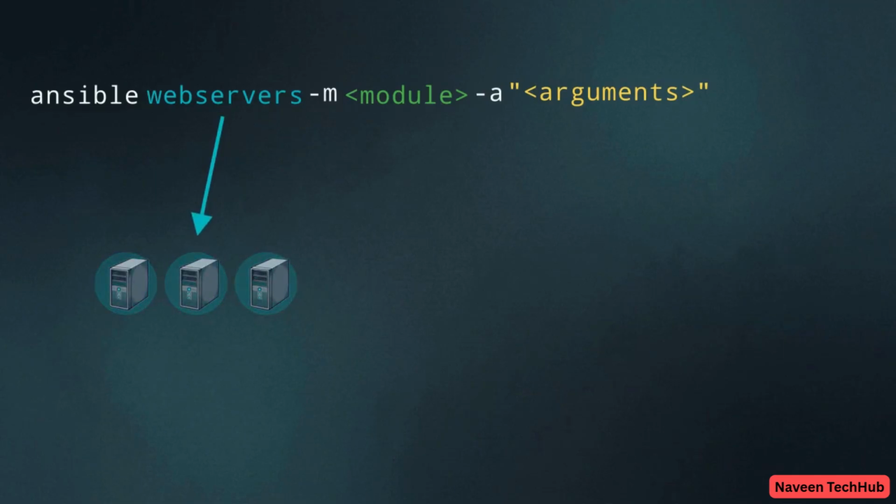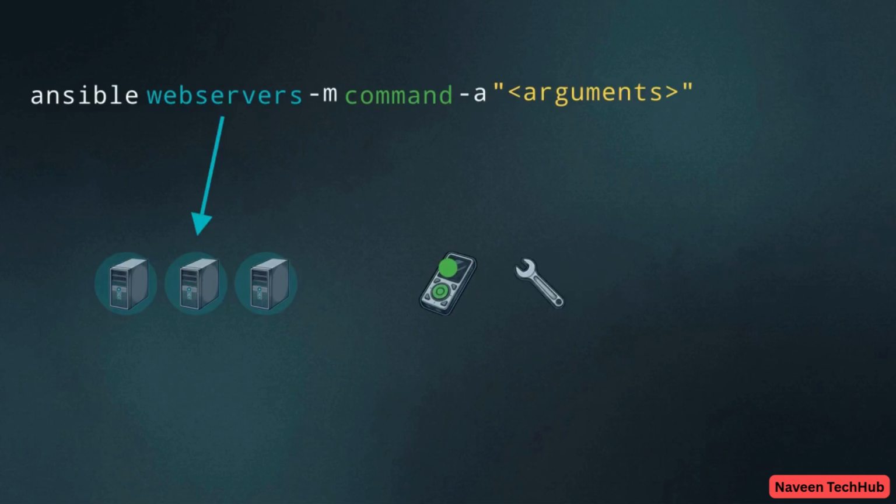Next is the module, which you trigger by typing -m. A module is the specific tool or action you want Ansible to perform. It works just like pressing a dedicated button on a universal remote control.